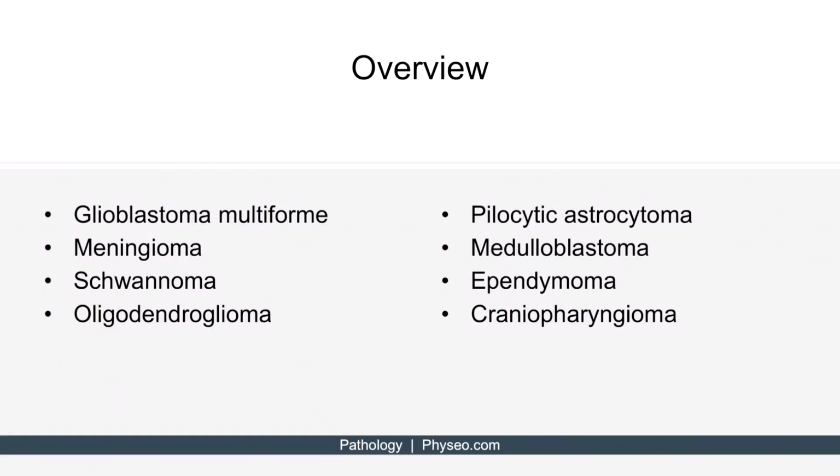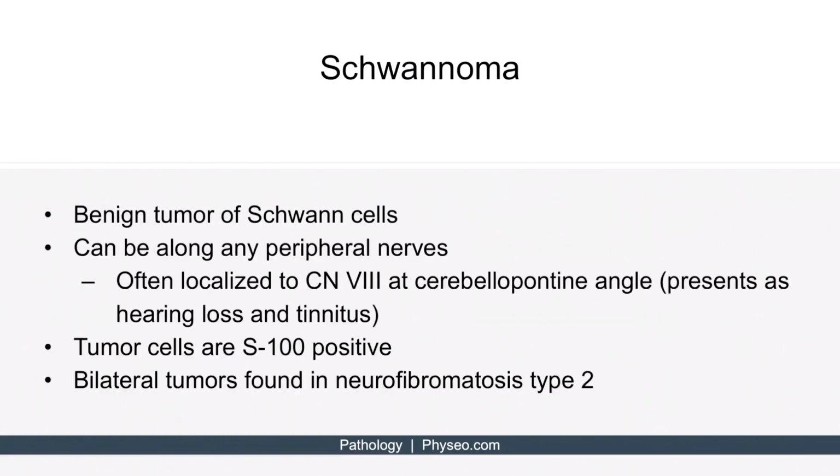All right, now let's discuss schwannoma. As the name implies, this is a benign tumor of Schwann cells. Although this can be along any peripheral nerve, it's often localized to cranial nerve 8 at the cerebellopontine angle. When this cranial nerve is involved, patients can present with hearing loss and tinnitus. The tumor cells are S100 positive, and bilateral schwannoma tumors can be found in someone with neurofibromatosis type 2.